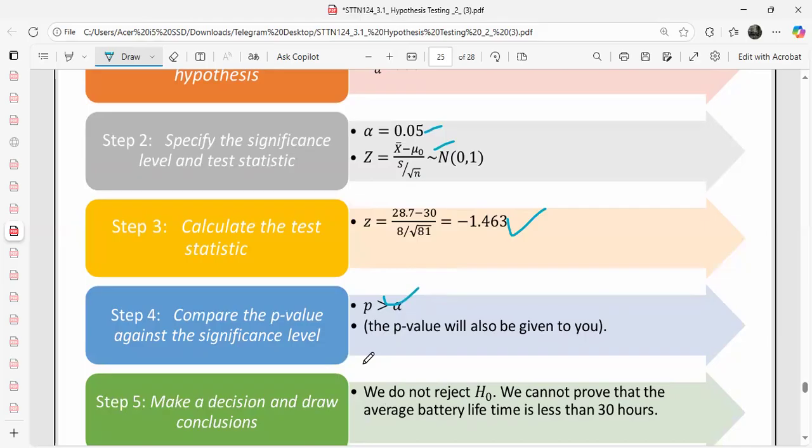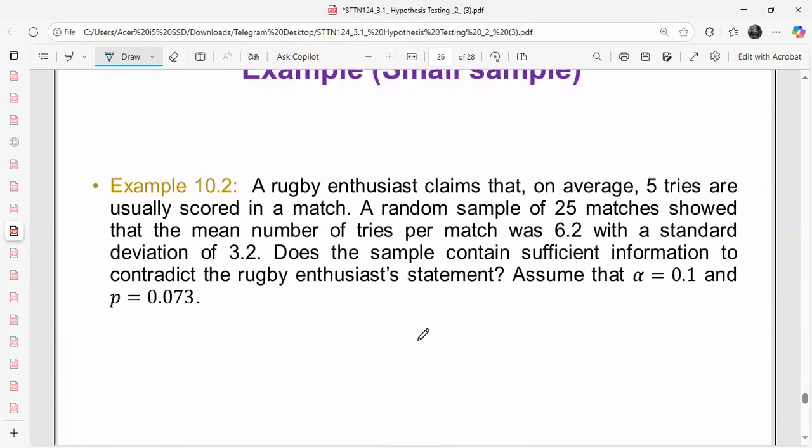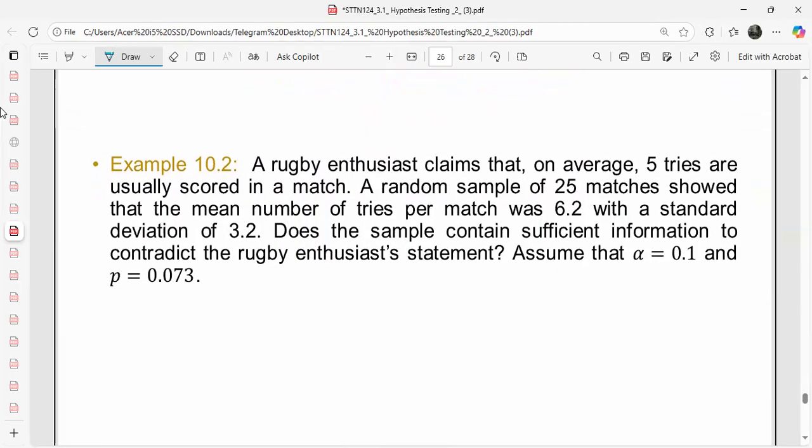Therefore, the minute we fail to reject H0, we cannot prove that the average battery lifetime is less than 30 hours. Then, if it's 6 marks, 7 marks, or 8, you get 6 marks. So yeah. Okay, let's do the one where we are dealing with the small sample. Okay, let's check.